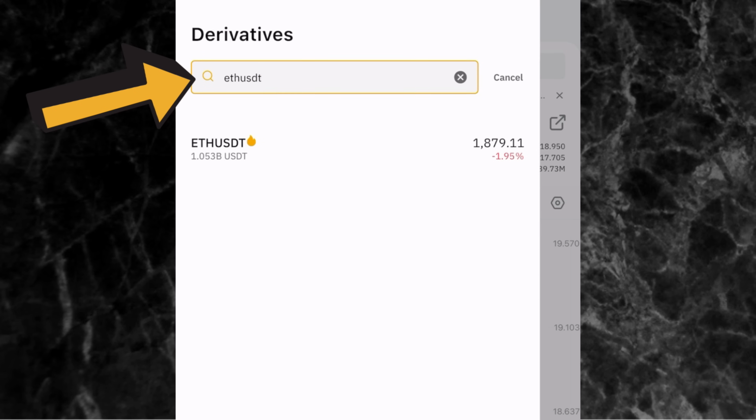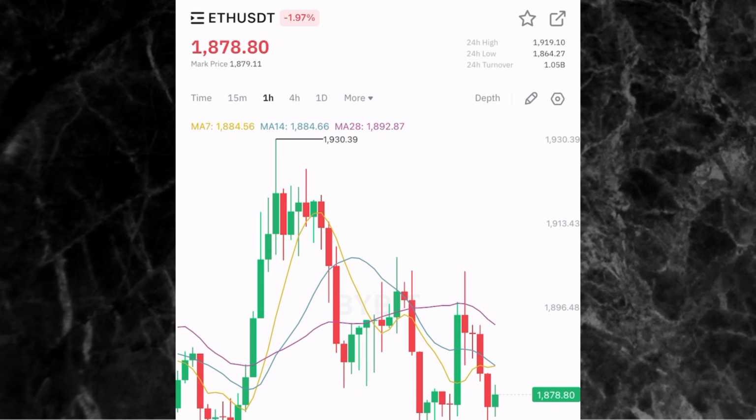Once you see it, you tap on it right here, and then it's going to be showing you the chart for the ETH USDT pair. Now, the next thing you need to take note of is at the right side of the screen where the arrow is pointing to, you can see some figures here. You have 24-hour high, you have 24-hour low, and you have 24-hour turnover.